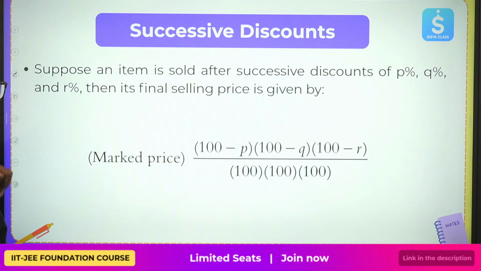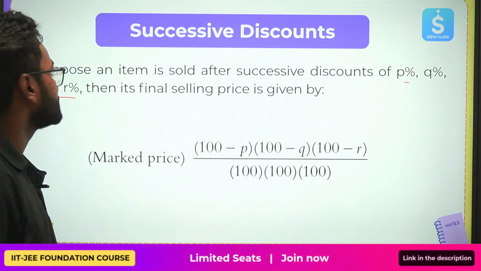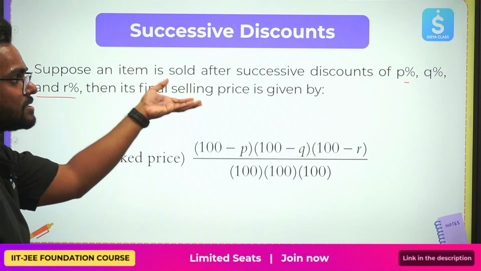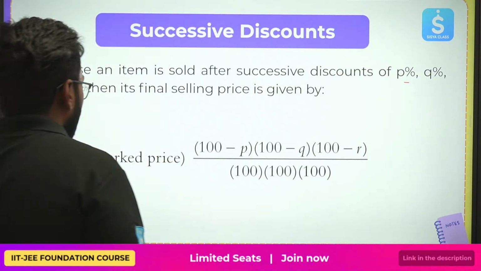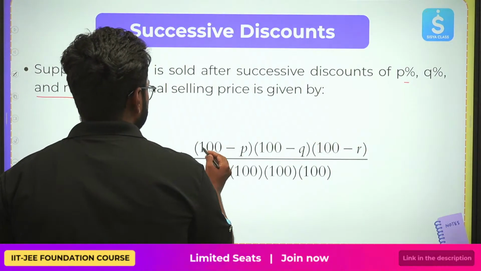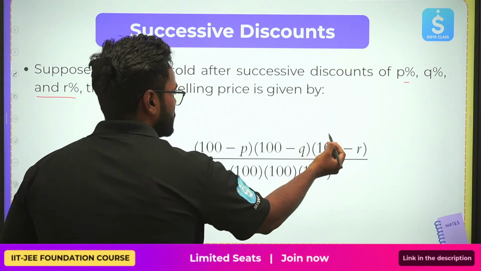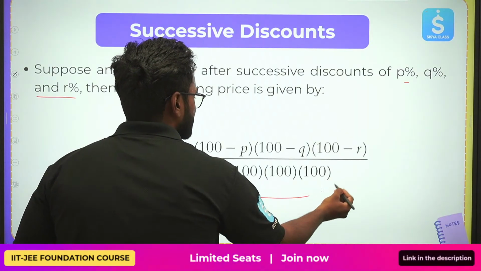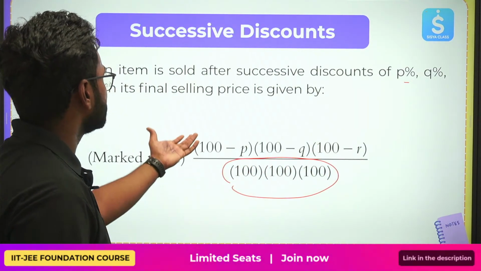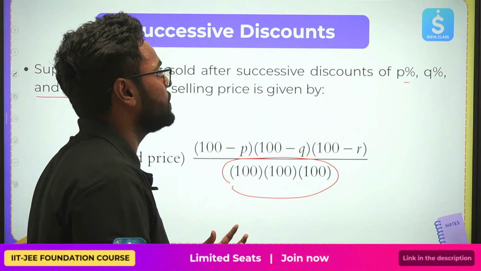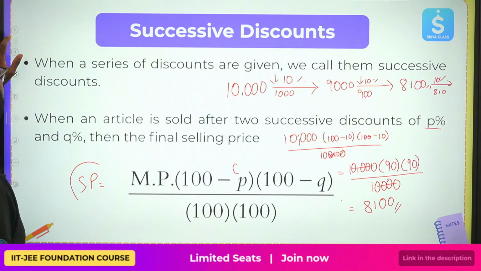The second part would be if there are P, Q and R successive discounts. Suppose an item is sold after successive discounts of P, Q and R. Now what will be the formula? The market price into 100 minus P into 100 minus Q into 100 minus R upon 100 cubed, 100 once for each of P, Q and R. This is how you will find the selling price after P, Q and R successive discounts. Hope you understood this. Okay.